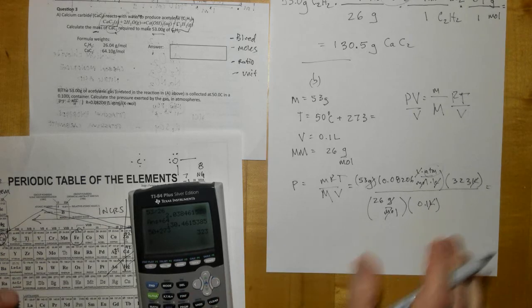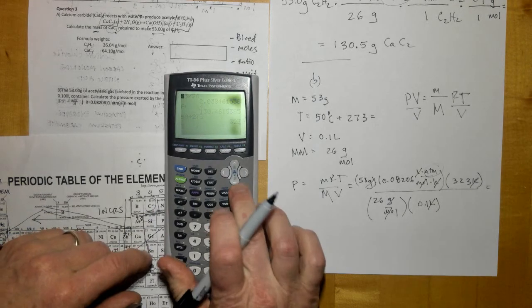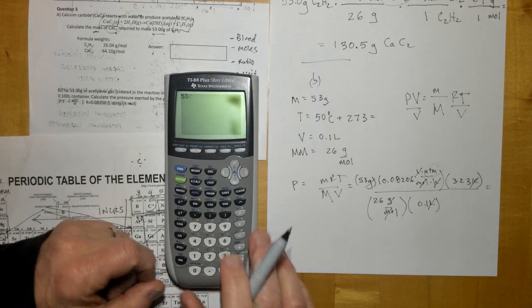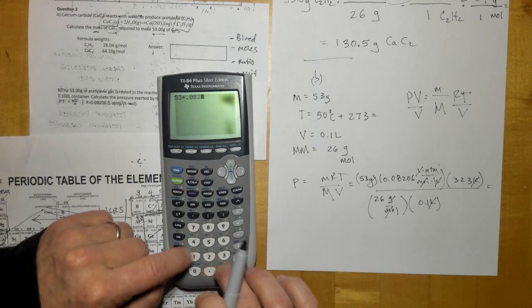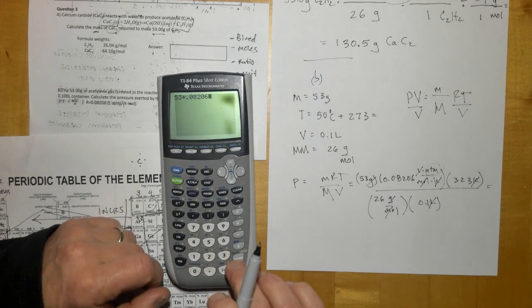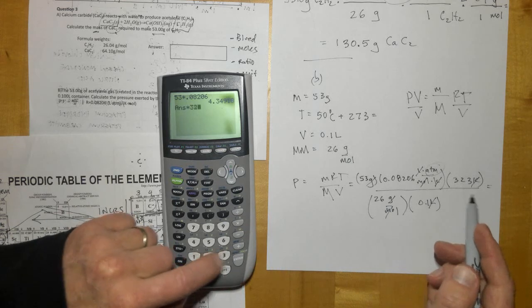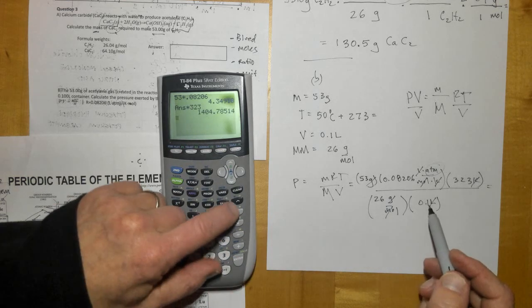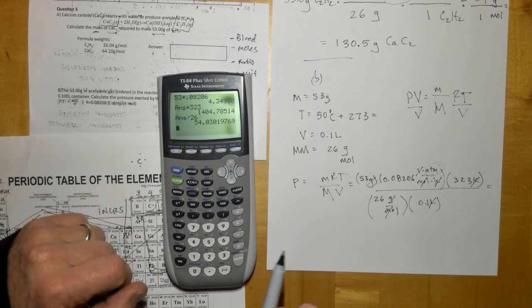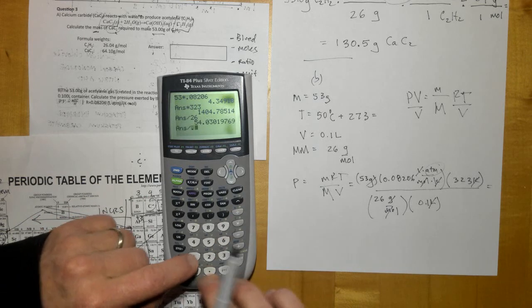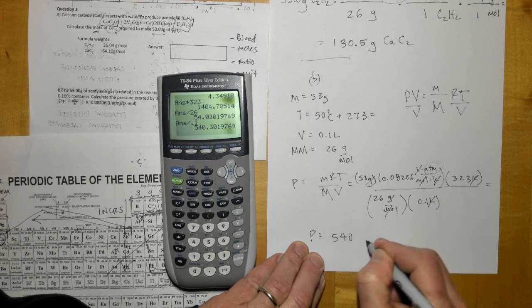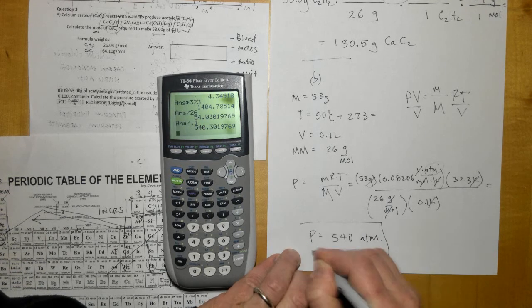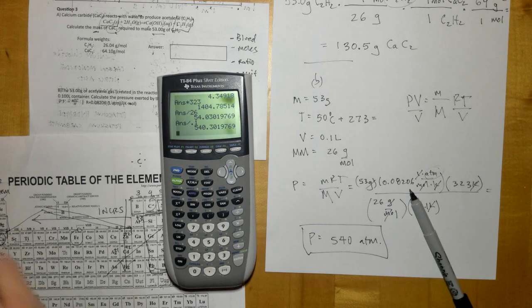Let's see if we can do this all at once on the calculator, or at least in a couple steps. 53 times 0.08206, enter, times 323, enter, divided by 26, enter, and then divided by 0.1, enter, and I get a pressure of 540 ATM. Ooh, big time pressure. There we go. That's number 3.